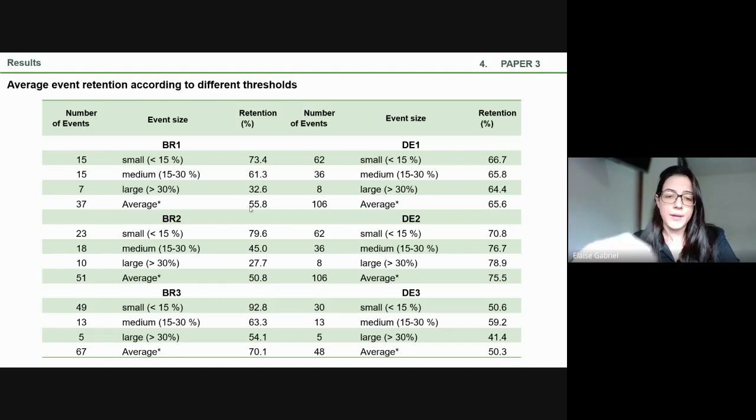So overall, we had a decrease in the percentage of stormwater retained as stormwater size increases. This is for the Brazilian green roofs. The average retention of small events for Brazilian green roofs was around 82%, for medium events 56%, and 38% for the large events.